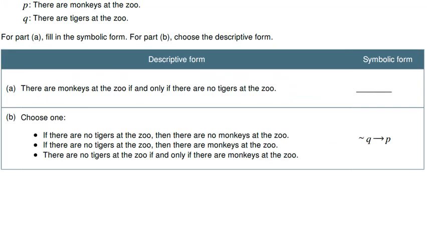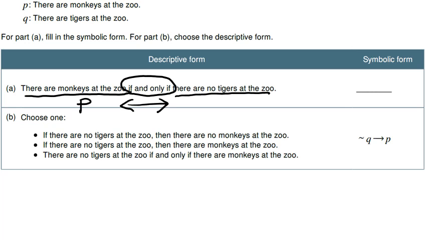Our next one, two simple statements. We're given the descriptive form. We want the symbolic form. There are monkeys at the zoo. That's P. Here's our connective, if and only if. That's the double arrow. There are no tigers at the zoo. That's the negation of Q. So P, if and only if, not Q.